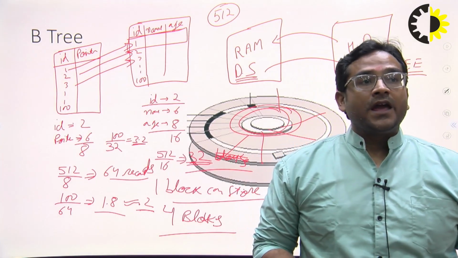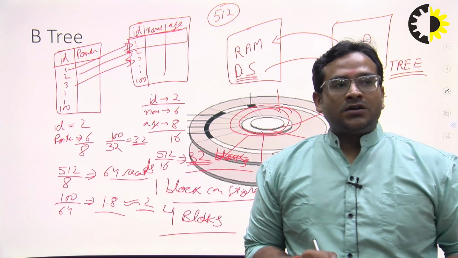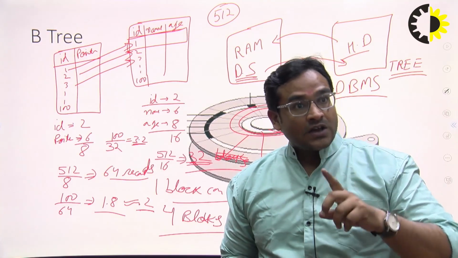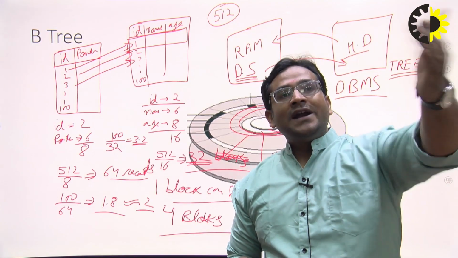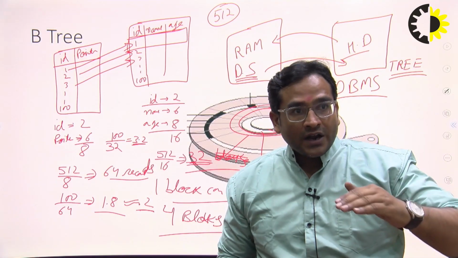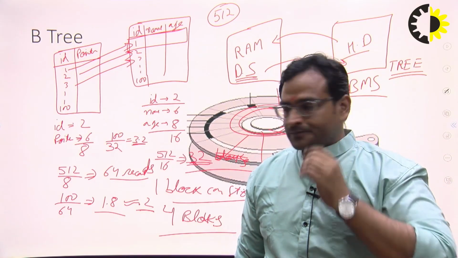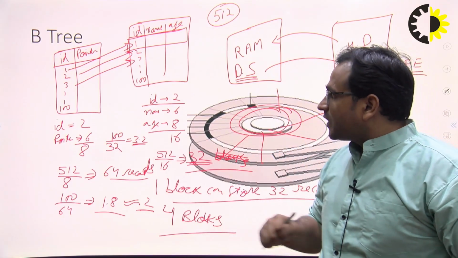Okay. Now you can see how many blocks you are going to access here when I am doing multi-level indexing, right? I am doing indexing at one level. So what am I doing here?